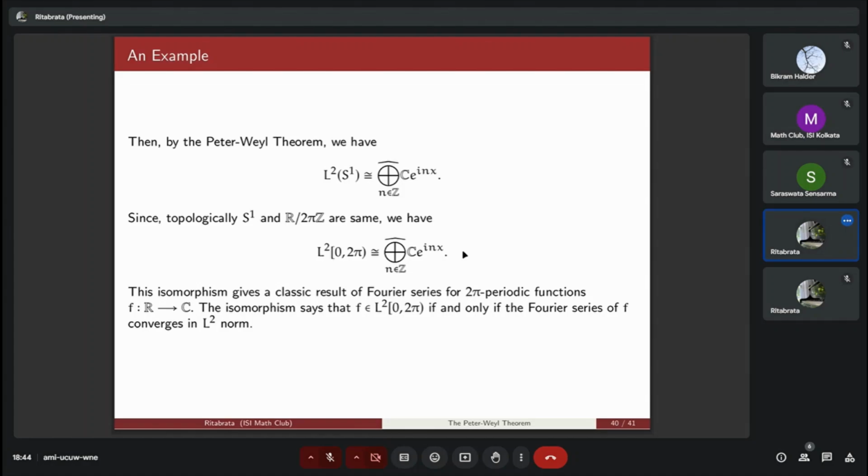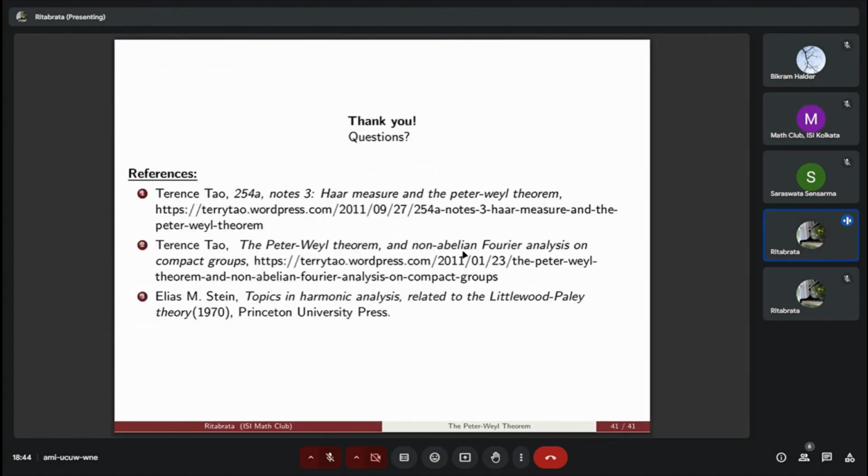That's it. And this ends our talk. Here are the references. Our main references are Haar and the Peter Weyl theorem, like two sections from Terence Tao's blog, and I have used a handful of topics from Stein's book, Topics in Harmonic Analysis.